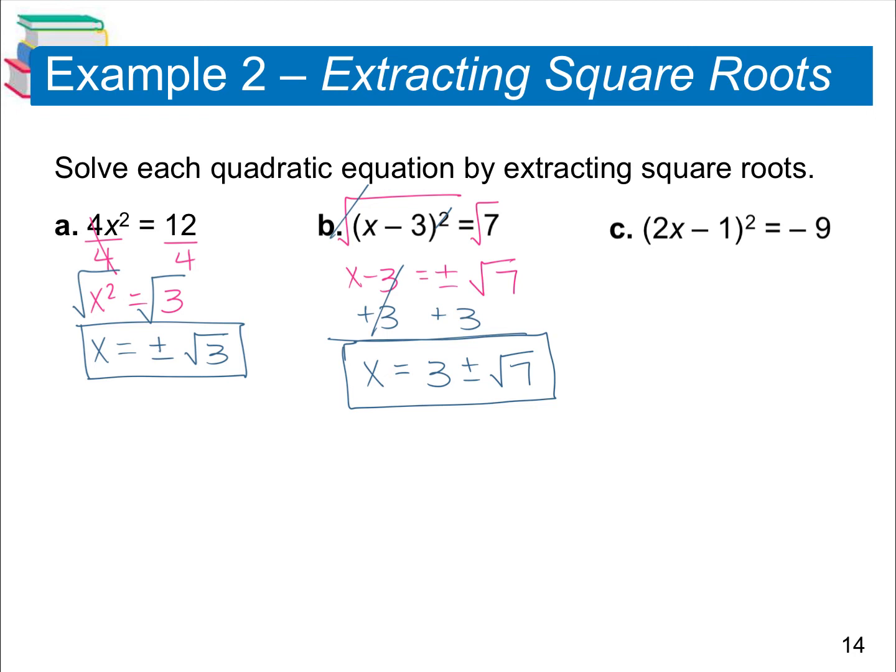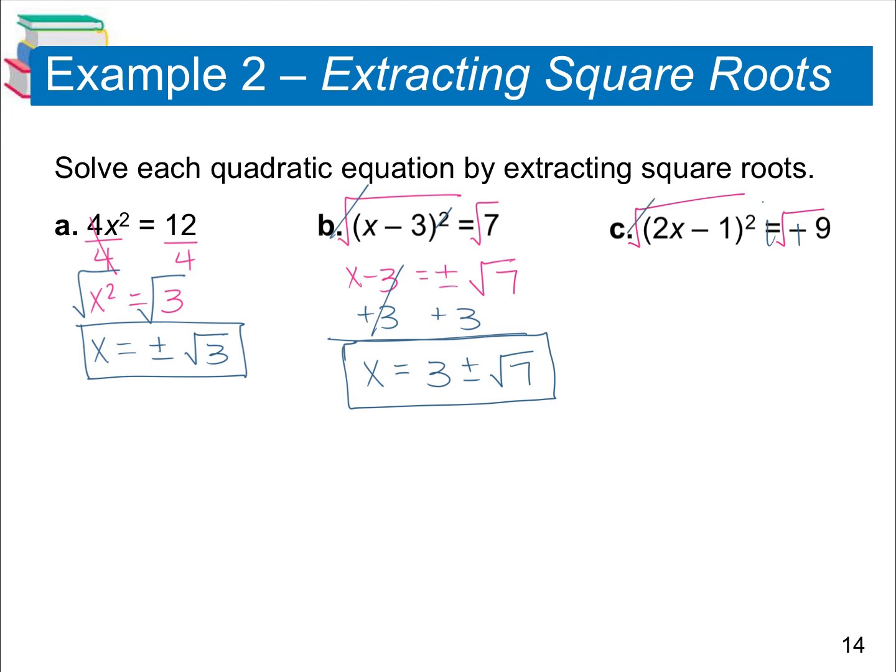For example C, we have 2x minus 1 squared is equal to 9. Or sorry, negative 9. For this one, your binomial squared is by itself. It's equal to a constant. So we're going to take the square root of both sides. With this one, however, you do have a negative underneath that square root. So that negative has to come out, represented with an i. You also have to remember the plus or minus in front of that.